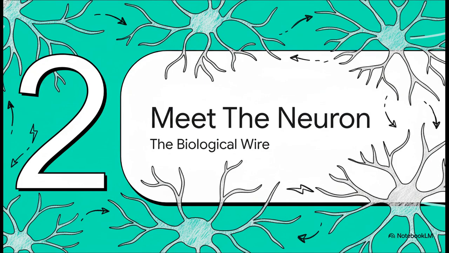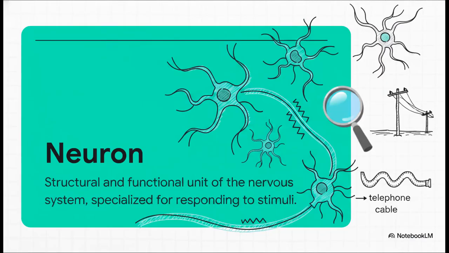Moving on to part 2. Let's meet the neuron. So what exactly is all this biological wiring actually made of? Definitely flag this one because it's a huge exam definition. A neuron, which you might also know as a nerve cell, is the structural and functional unit of the nervous system. And get this, they are the absolute longest cells in your body. Some can actually be over a meter long. They work just like a biological telephone cable, carrying messages in the form of electrical signals, which we call impulses, from one part of the body to another.